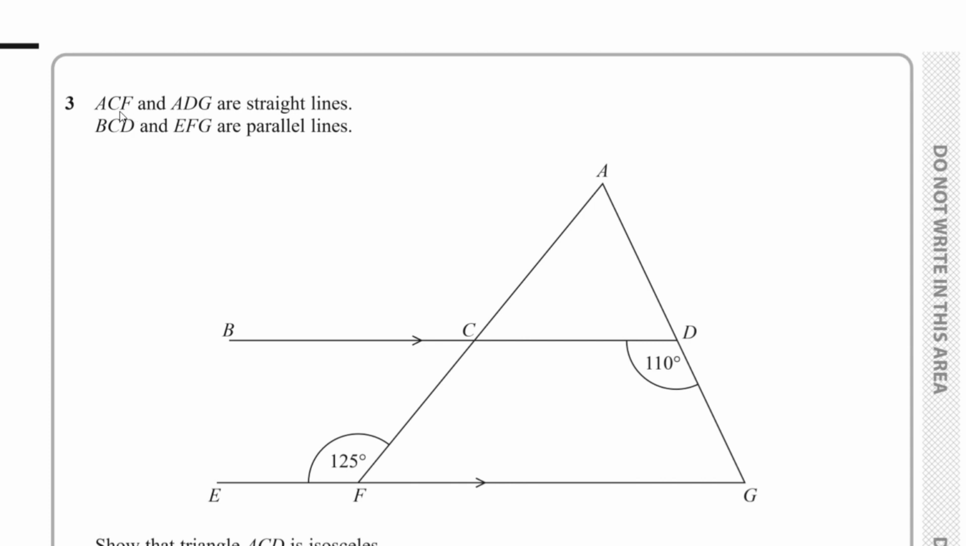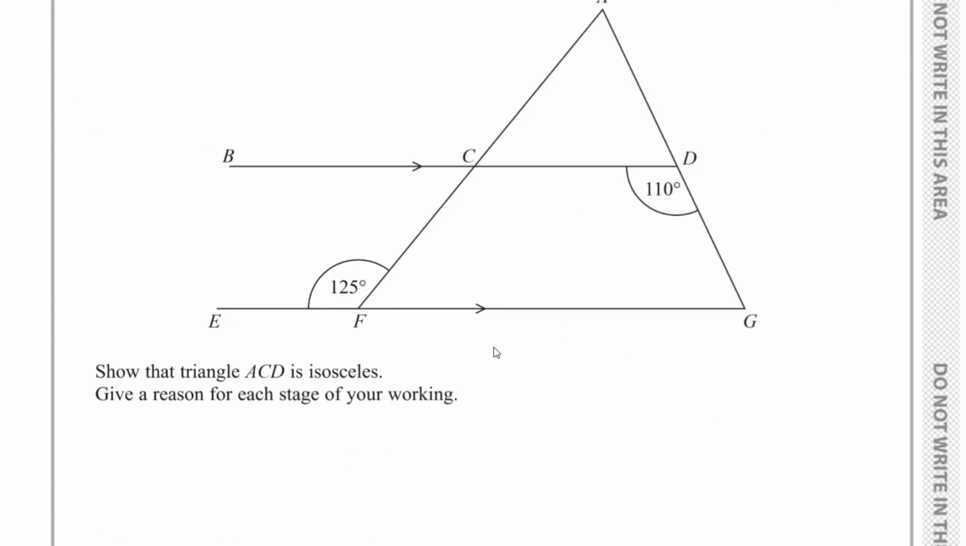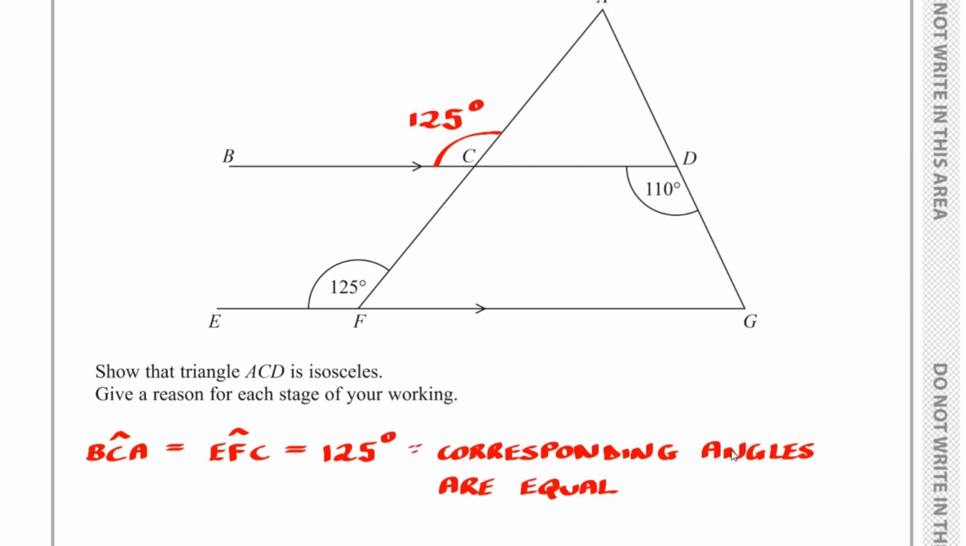Question number 3. ACF and ADG are straight lines. BCD and EFG are parallel lines. We have to show that triangle ACD is isosceles. Give a reason for each stage of your working. The first thing we can do is find out the angle BCA, shown here. And this angle is equal to this angle because we've got corresponding angles. So this angle is equal to the angle EFC, which is 125 degrees, and that's because we have corresponding angles which are equal.